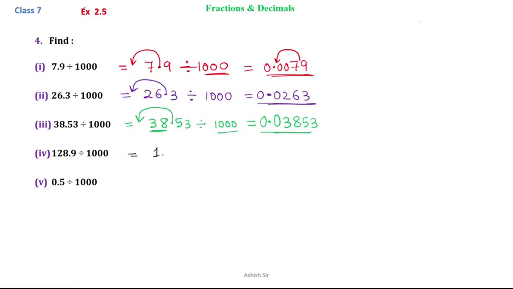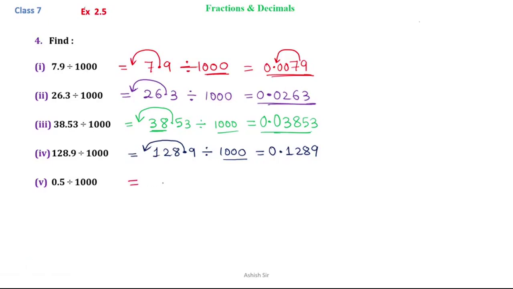it is 128.9 divided by 1000. So we need to move the point three digits to the left because there are three zeros. The decimal point will go three digits to the left. So it will be 0.1289.